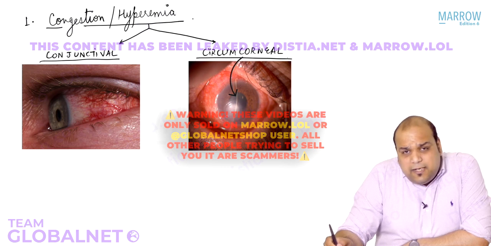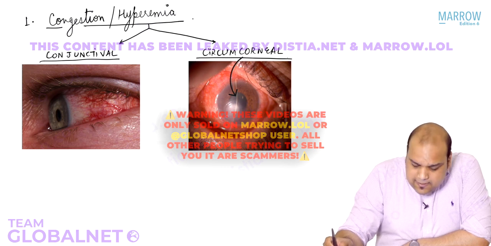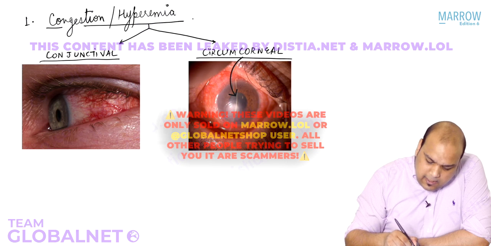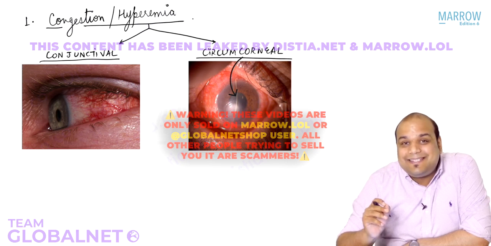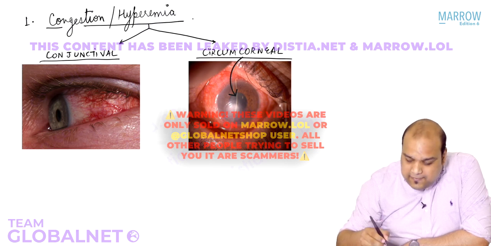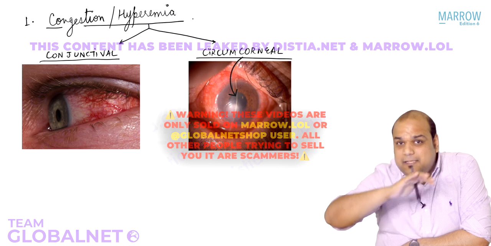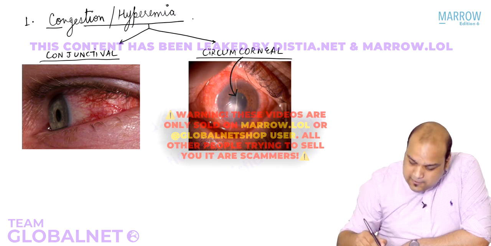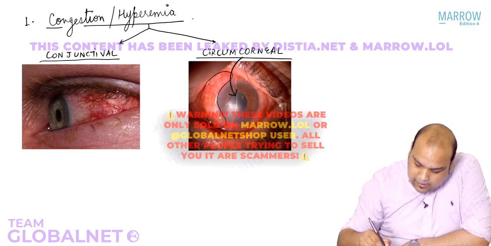Once you know the names, let's try to understand the difference. In conjunctival congestion, if you will see, around the limbus, there is very less congestion. The congestion is mainly peripheral. Whereas when I say circumcorneal, it means around the cornea or around the limbus. So the main congestion is around the limbus.